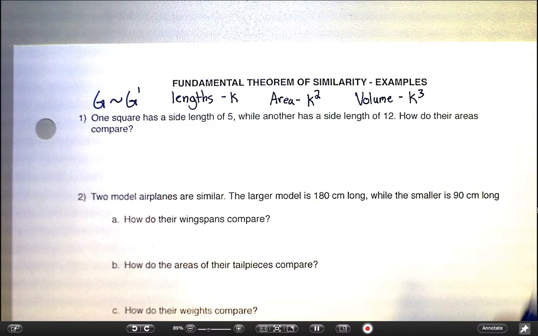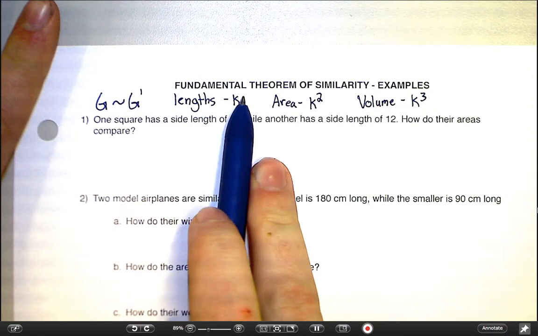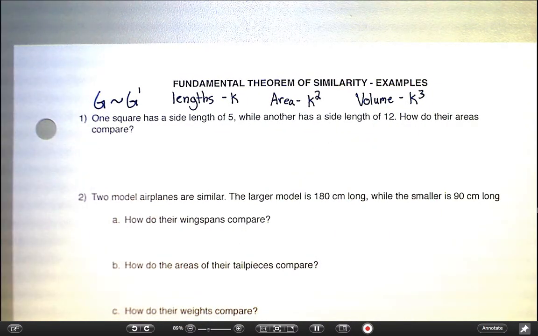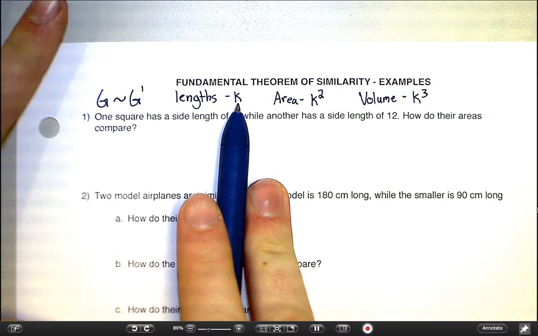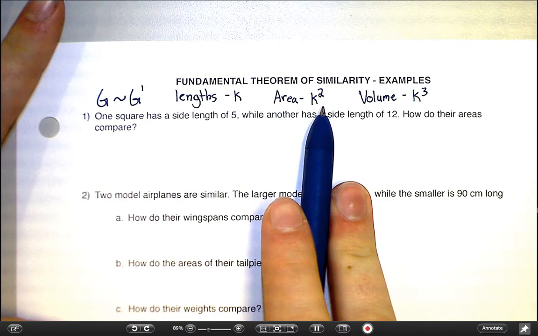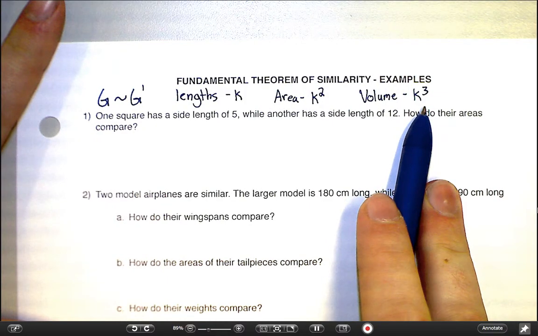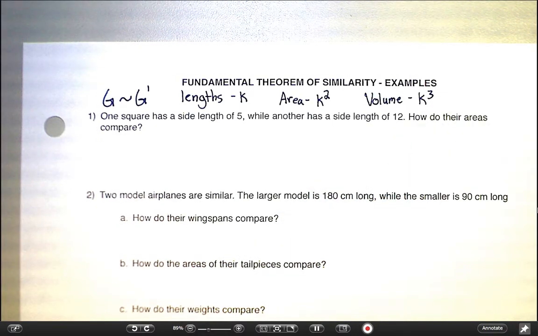Okay, which again, the quick little hint that I gave you was that the power on the k is the same as the unit. So if we're in regular units, we're in lengths. If we're in square units, we're talking about areas. It's k squared. Volumes are cubic units, or k to the third. Okay, let's go ahead and jump into this first problem here.